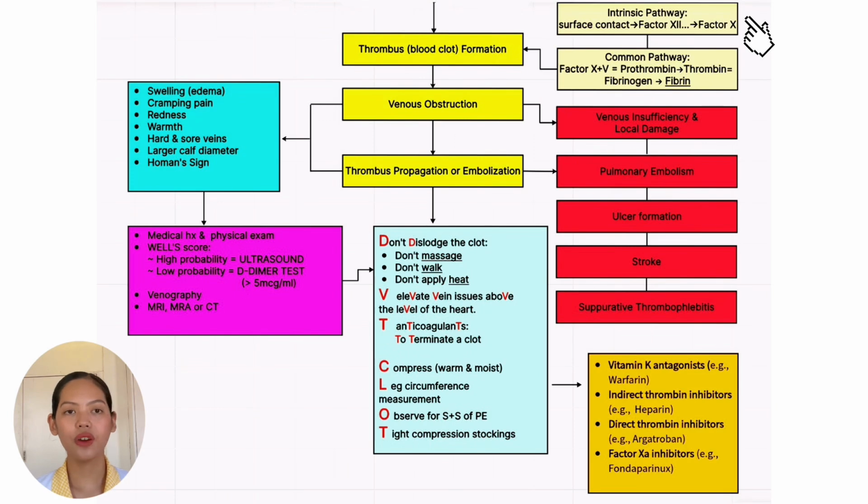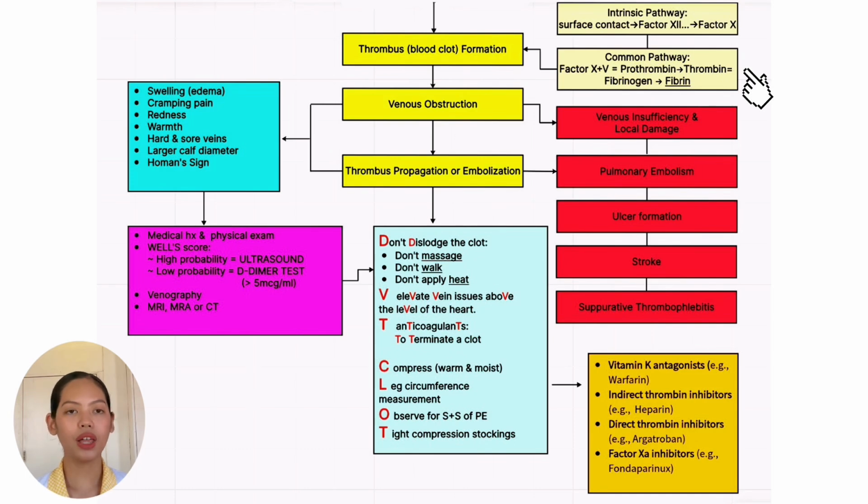So when there is a surface contact, there is an activation of factor 12, which then activates factor 11 and so on until it eventually activates factor 10. This pathway is slower but still amplifies the clotting process. And then lastly, we have the common pathway. So both extrinsic and intrinsic pathways eventually lead to the activation of factor 10. Factor 10 is like the gateway to the actual formation of the clot.